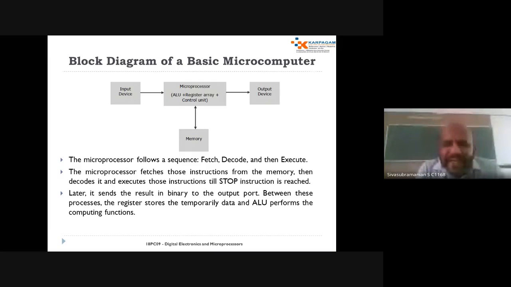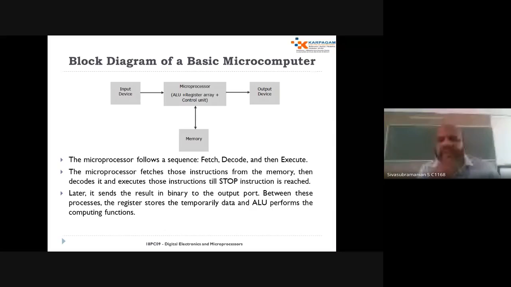As I said, there is a sequence of data flow that is followed, which is fetch, decode, and execute. Fetch is nothing but taking the inputs either from an input device or from a memory device. Fetch from something, right? So that is what we have said here. The microprocessor fetches those instructions from the memory and then decodes and executes those instructions until a stop instruction is reached.